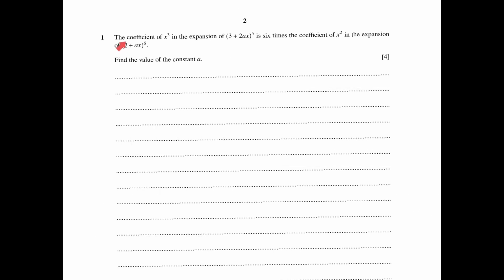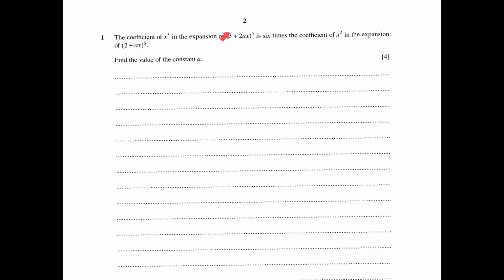Let's look at question 1. The coefficient of x cubed in the expansion of (3 + 2ax)^5 is 6 times the coefficient of x squared in the expansion of (2 + ax)^6. Alright, so what do we need to do here?